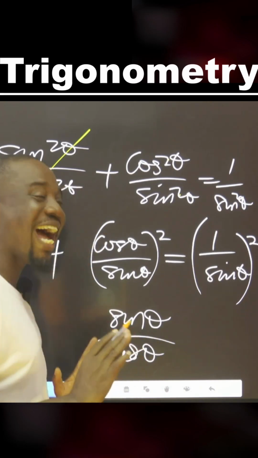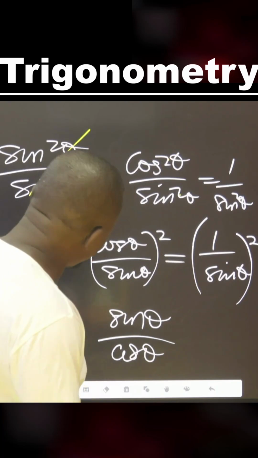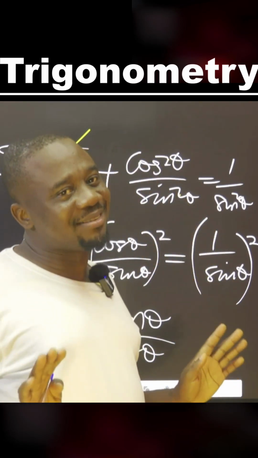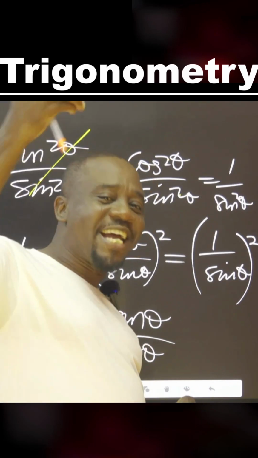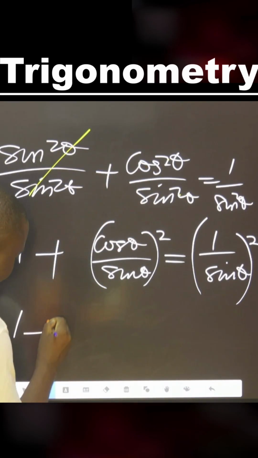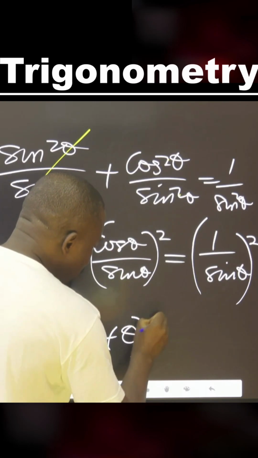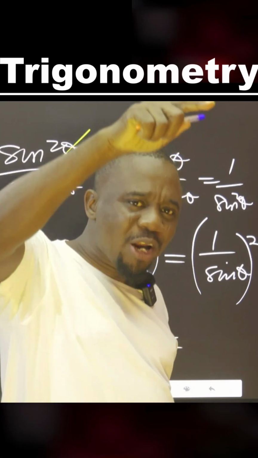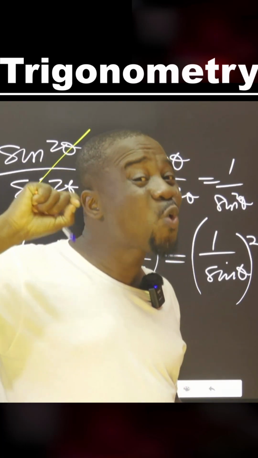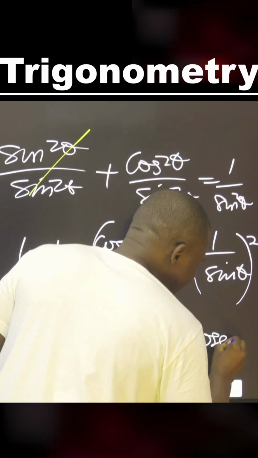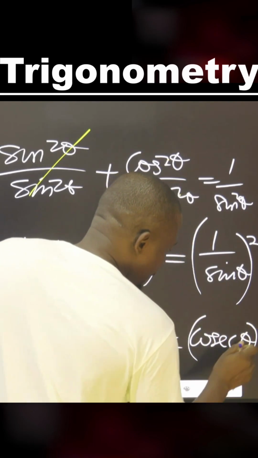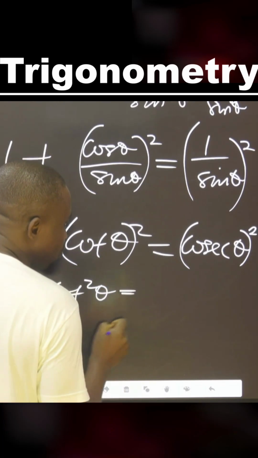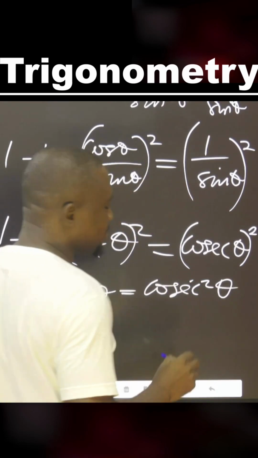Sine over cosine is tan. If you change the position, you are calling the friend of tan, which is cot. Therefore, we can say 1 plus this cot theta square equals to, what is 1 over sine theta? Anything where you put 1 over sine theta, what is that? Remember? Cosec. That is cosec theta. We put the 2 here. We can rewrite this by saying 1 plus cot square theta equals to cosec square theta. Okay?